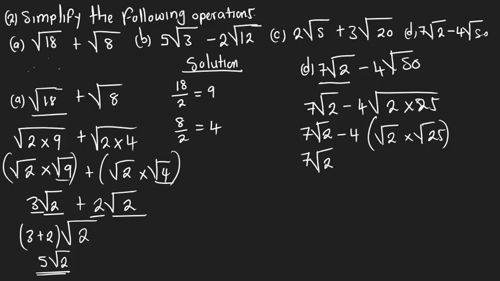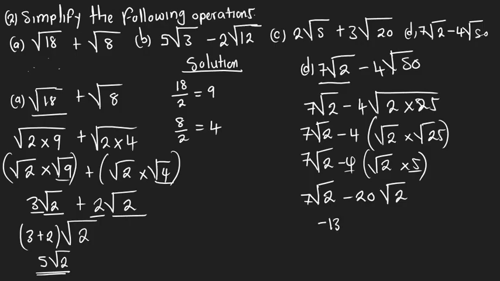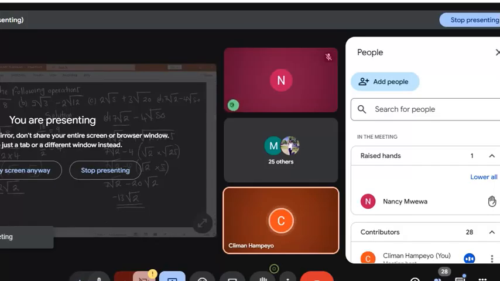7 root 2. This becomes square root of 2 multiplied by 5, 7 root 2, this becomes 5 multiplied by 4. It becomes negative 20 square root of 2. Then we can subtract. What is 20 minus 7? It's giving me negative 13 root 2.